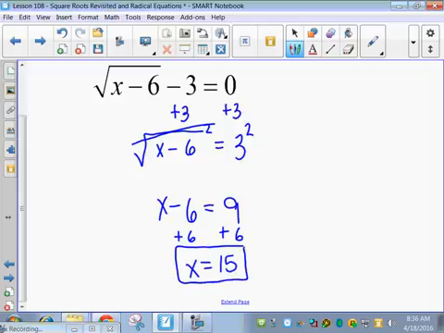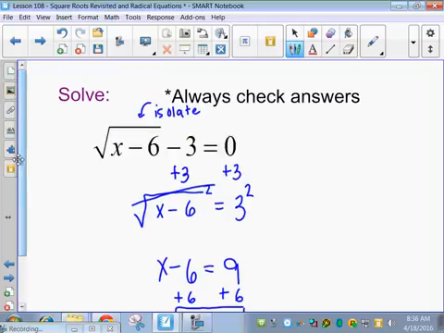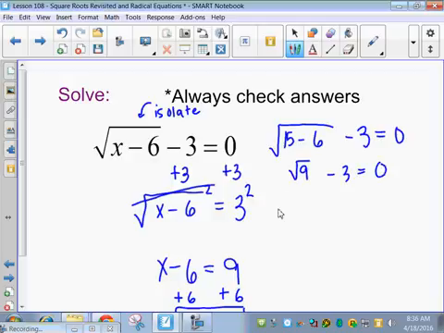You have to check your answer every time, because sometimes we get what's called extraneous solutions. That means the algebra said it was true, but it's not true when you go back and plug it in. So let's go back and plug it into the original equation. I have the square root, plugging in 15 for x, and I'm going to see if I get a true story here. So 15 minus 6 is 9, and the square root of 9 is 3. And 0 is equal to 0, so it's true.